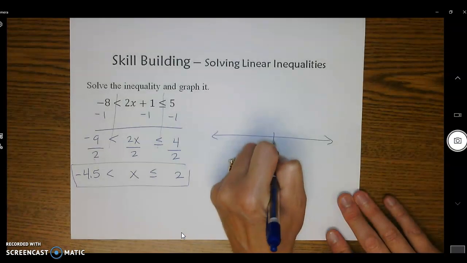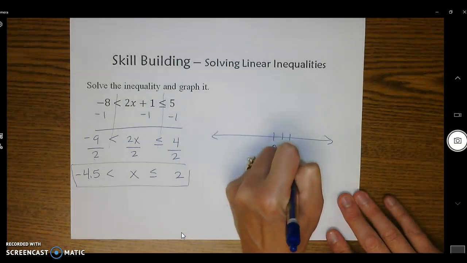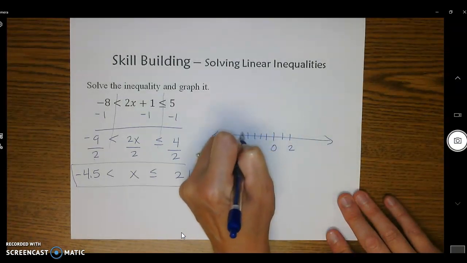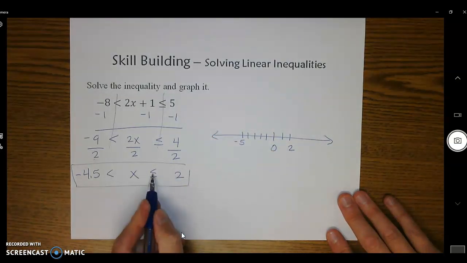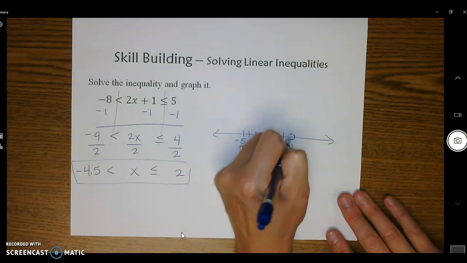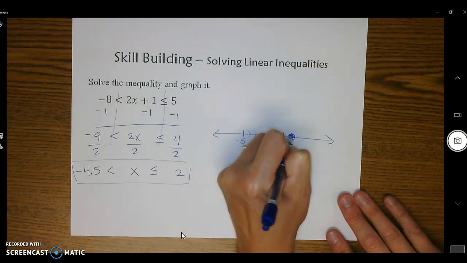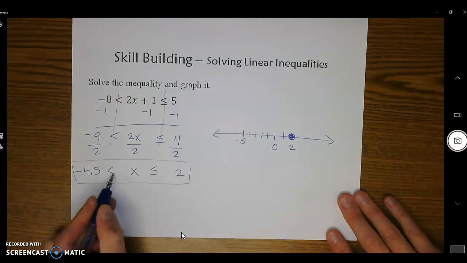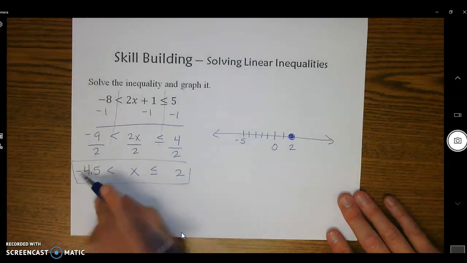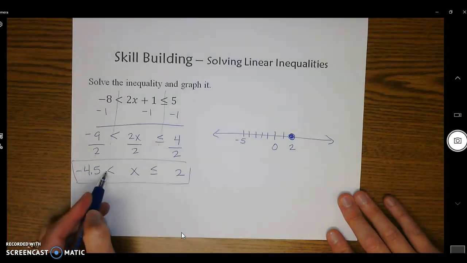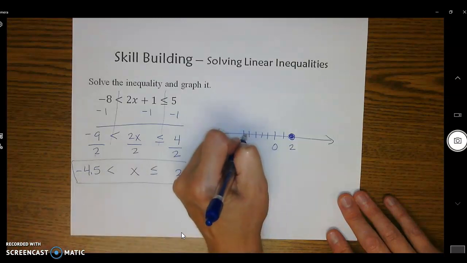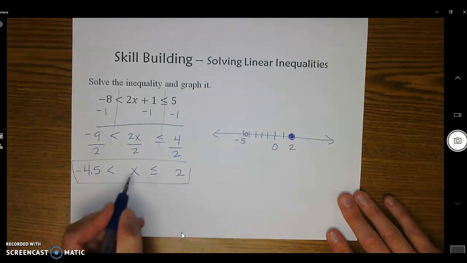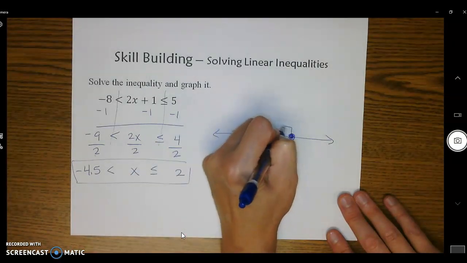Number line, 0's over here, 1, 2, and -5 is right there. So I want all numbers less than 2 and including 2. And this is actually reading this way now, so -4.5 is smaller than all the numbers. So -4.5 is right here, and it's not included, so open circle, and I want all numbers in between.